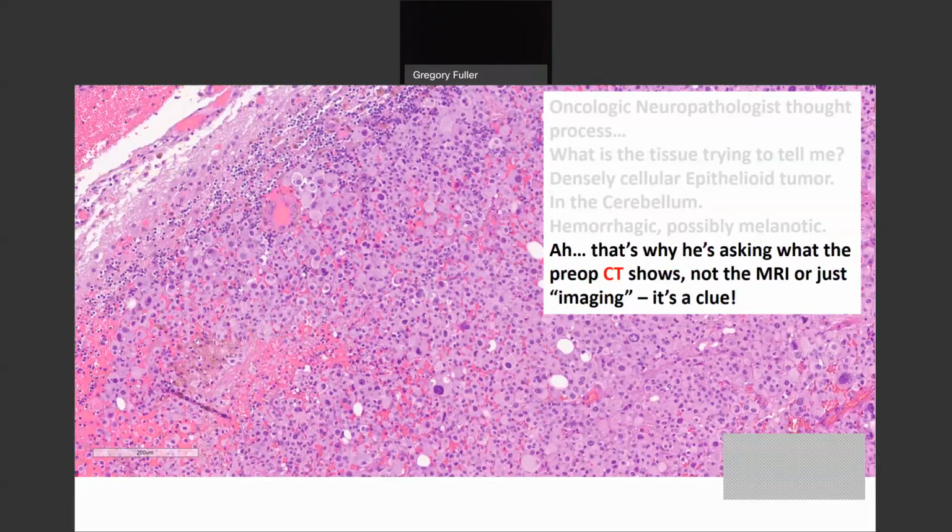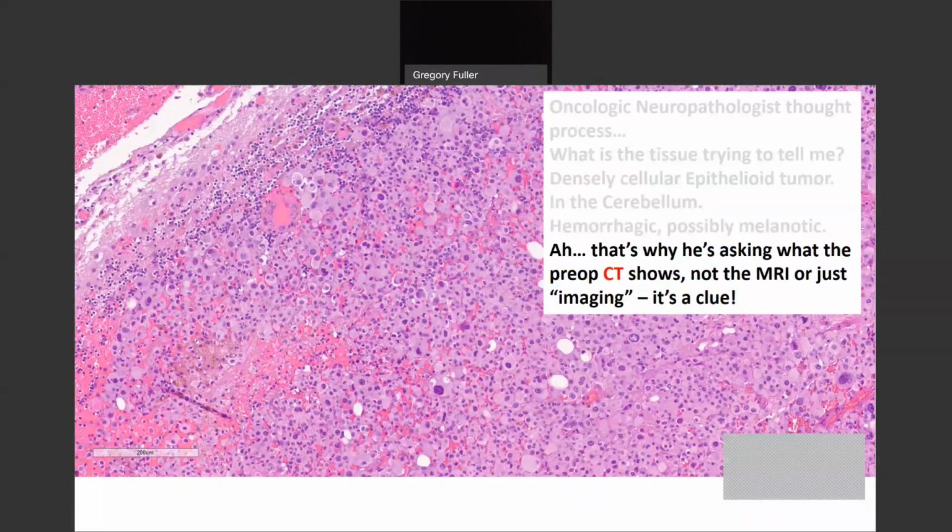We've got this bleed. It's a bleed. That's why he's asking what the pre-op CT showed. Why did I ask you what the CT showed? All right, this was not a CT warm-up. This was a histology warm-up. Why did I ask you about the CT and not the MRI?